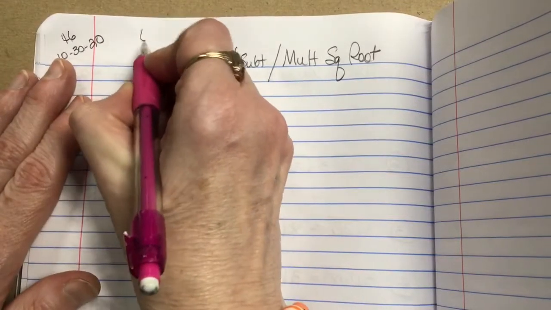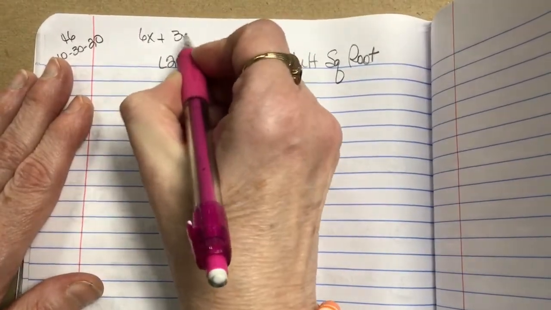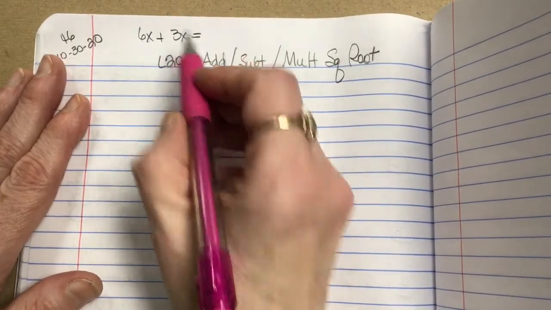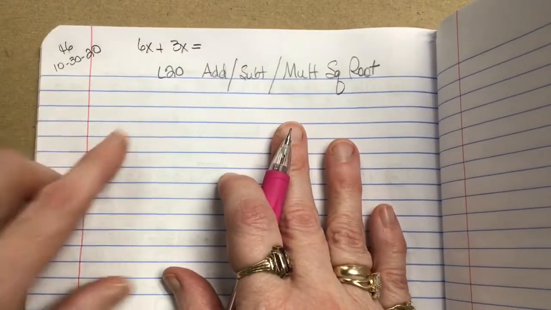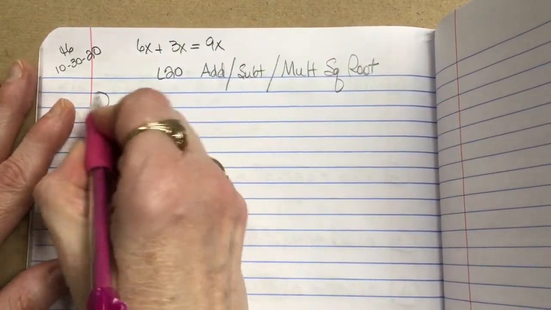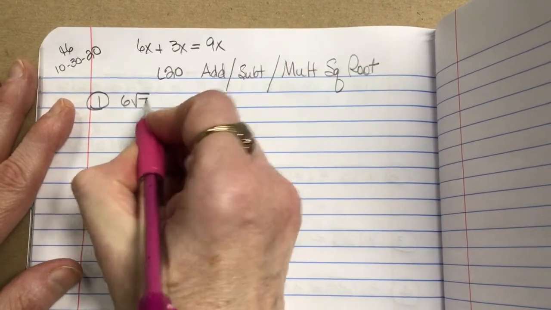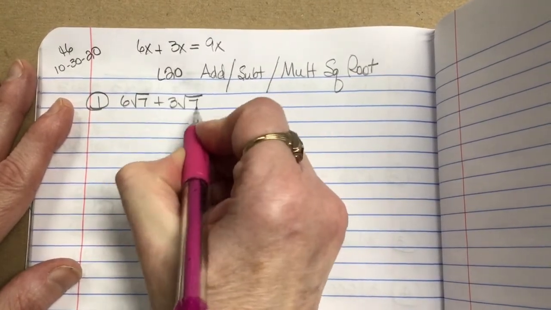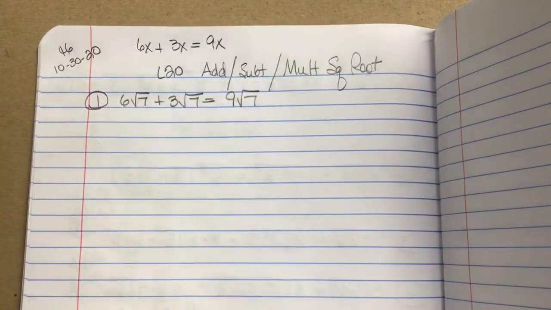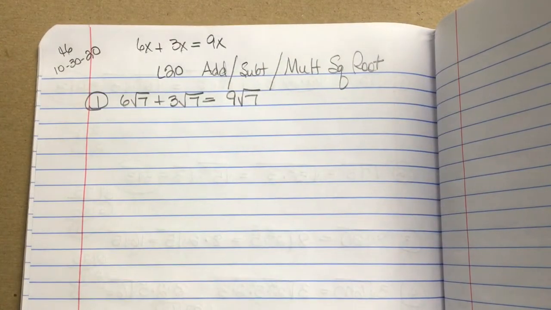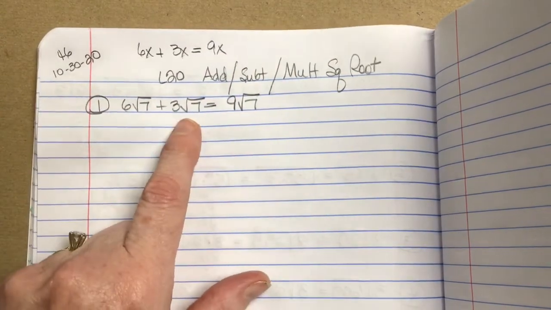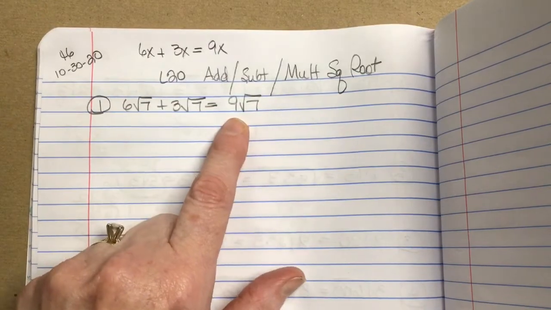For example, if I had 6x plus 3x, we know that you have like terms and you can add them, and like terms with variables have to be the same variable with the same exponent, so that would be 9x. So if I let my number 1 problem be 6 times the square root of 7 plus 3 times the square root of 7, it's going to be 9 square root of 7s. It's kind of like, remember, that's multiplication. That just means you have 6 of those, and you have 3 of those, and when you add them together, you have 9 of them.